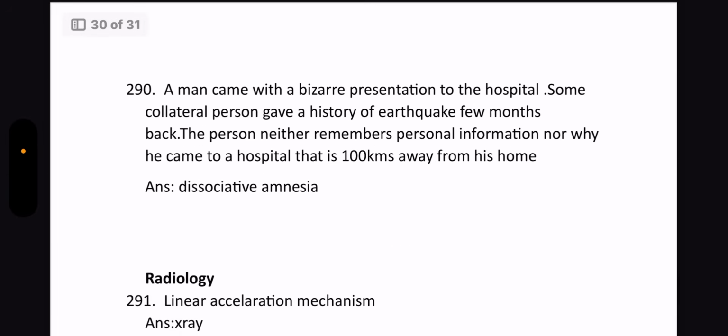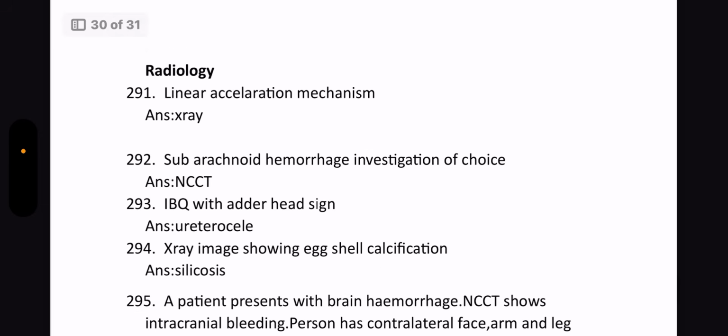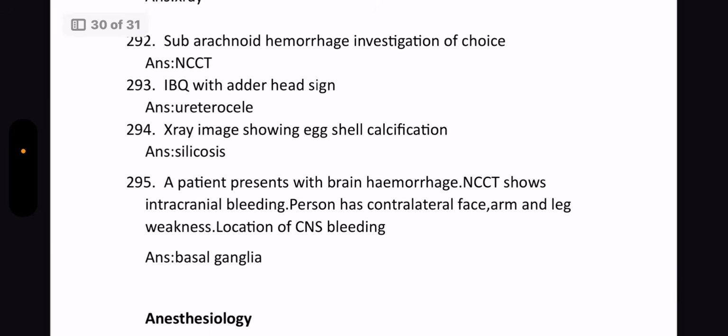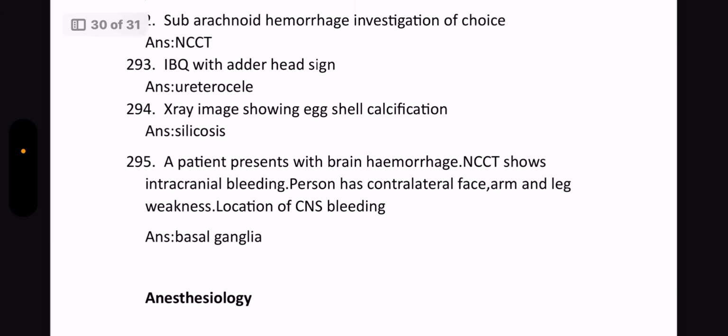Next, man came with bizarre presentation to hospital. Some collateral person gave history of earthquake few months back. Person neither remembers personal information nor why he came to a hospital that is 100 kilometers away from his home. Answer: dissociative amnesia. Now, radiology questions: linear acceleration mechanism, X-ray. Subarachnoid hemorrhage investigation of choice: NCCT. Image based question with adder head sign, ureterocele.